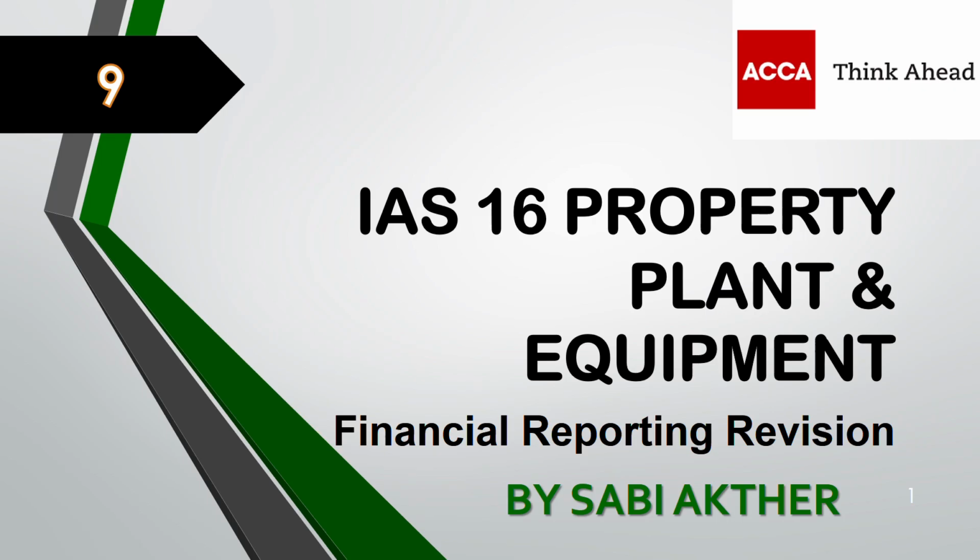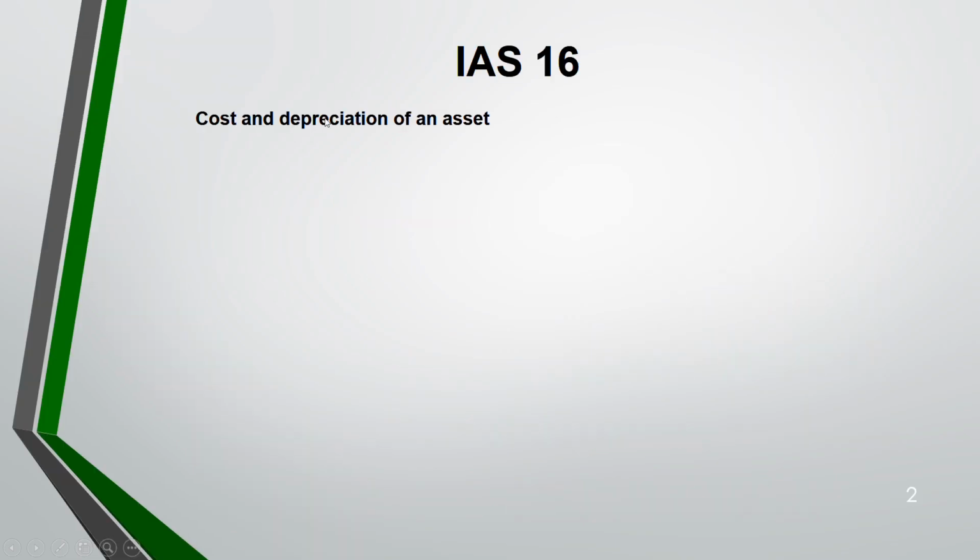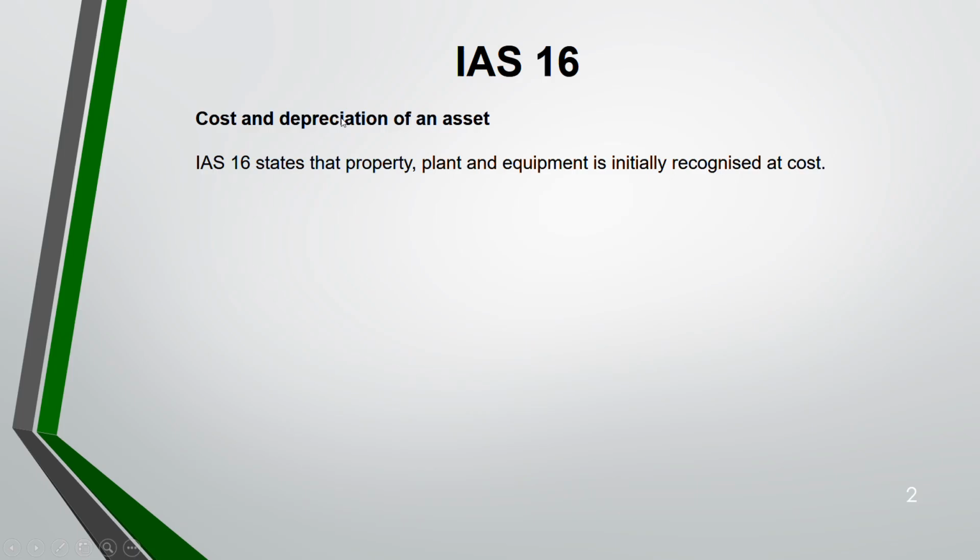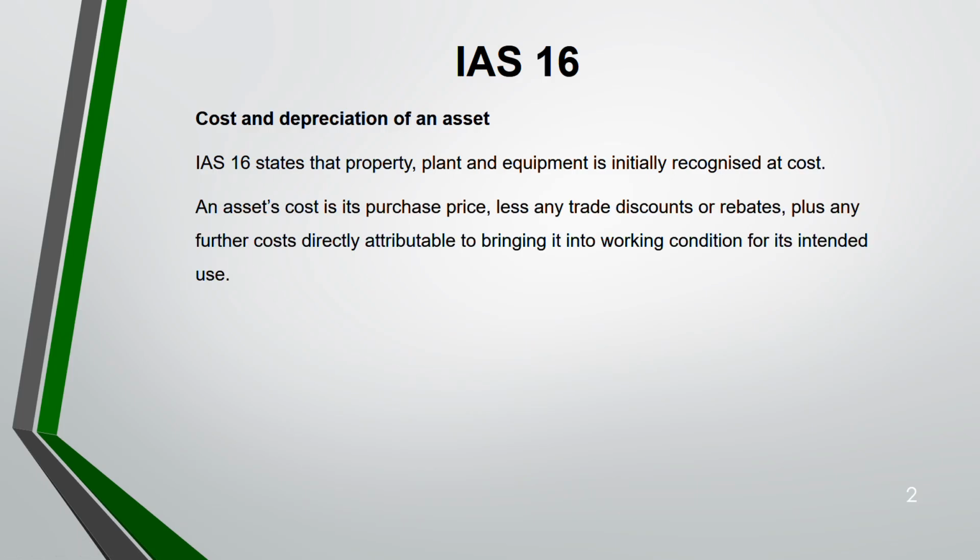This is IAS 16 property, plant and equipment. So first let us go through the cost and the depreciation of an asset. IAS 16 states property, plant, equipment, initially they are measured at cost. And the cost includes their purchase price, less any trade discount or rebate, plus any further cost directly attributable to bring the asset in its working condition or location.